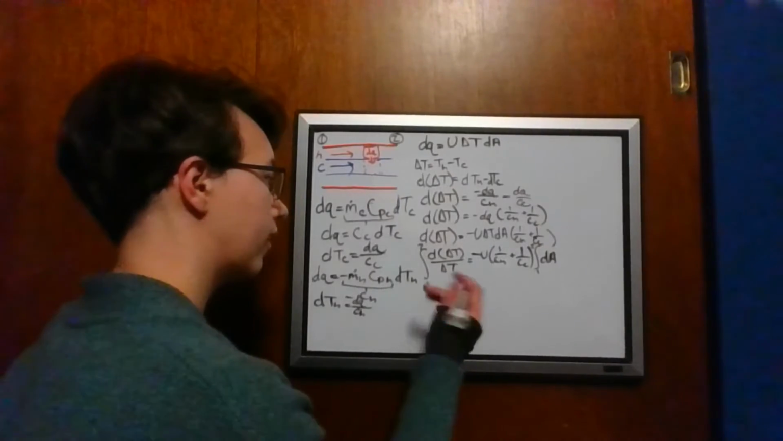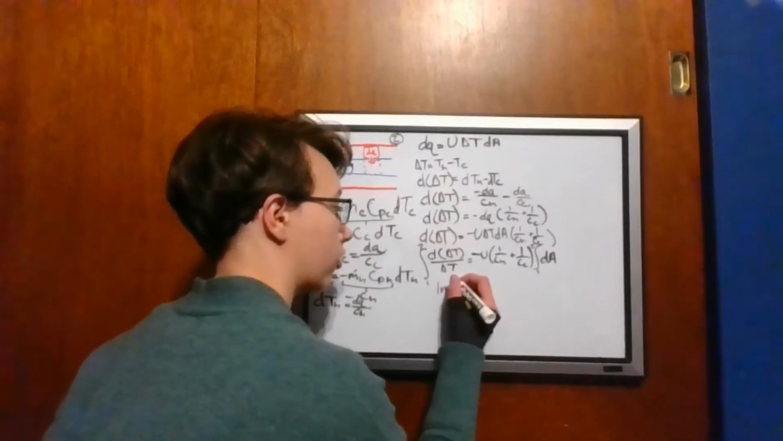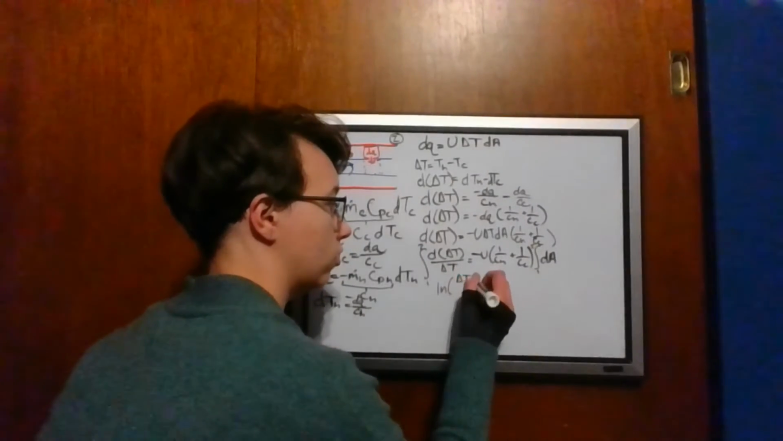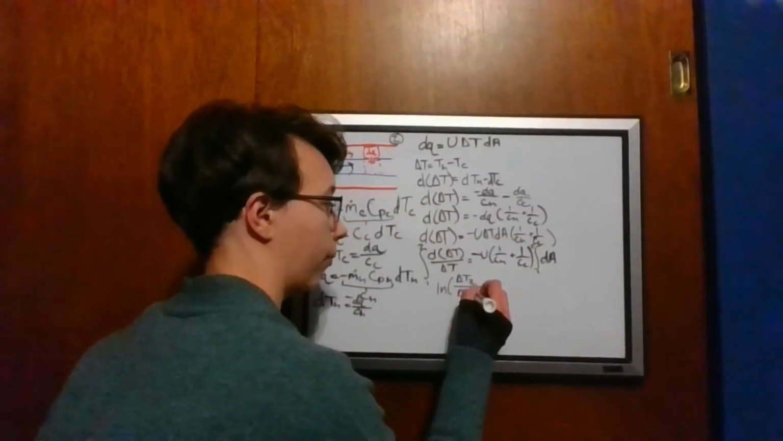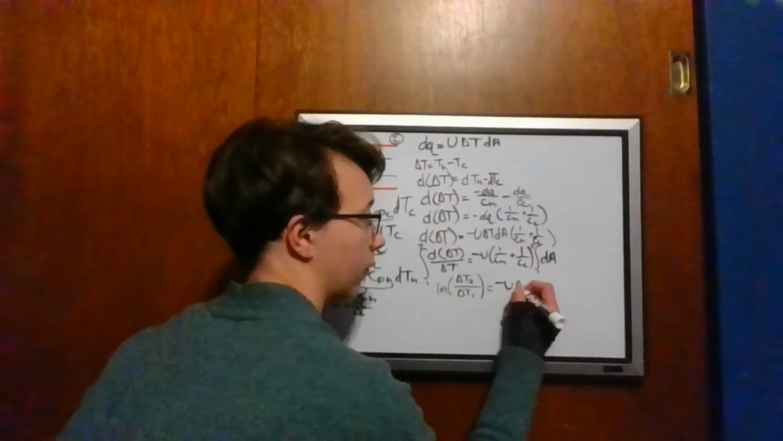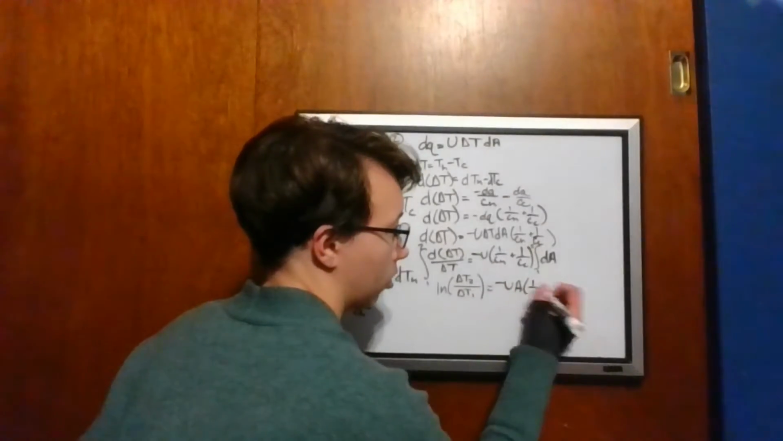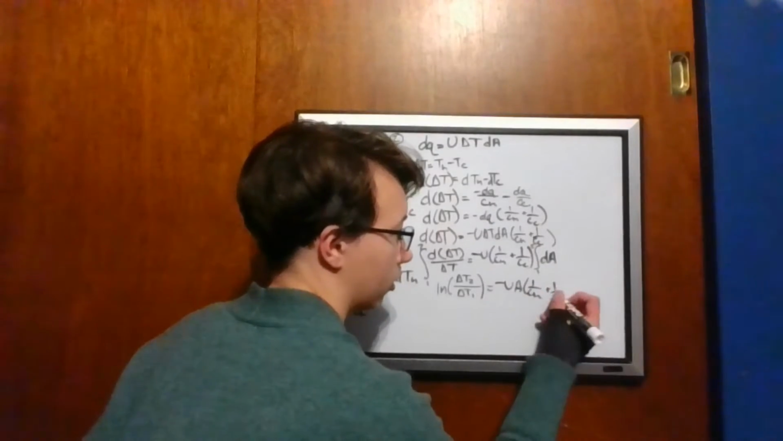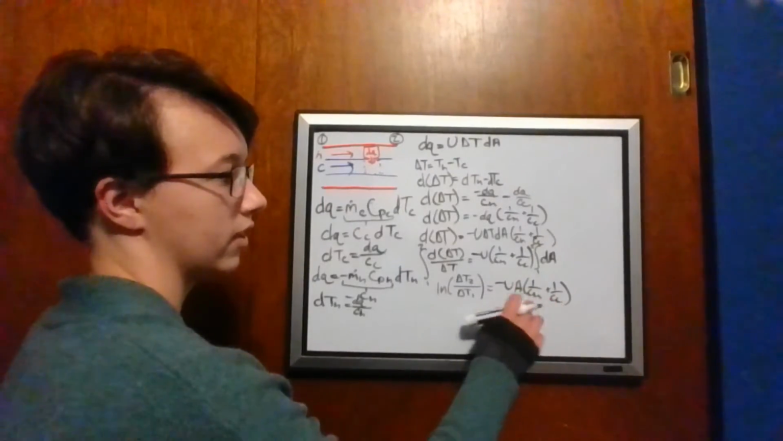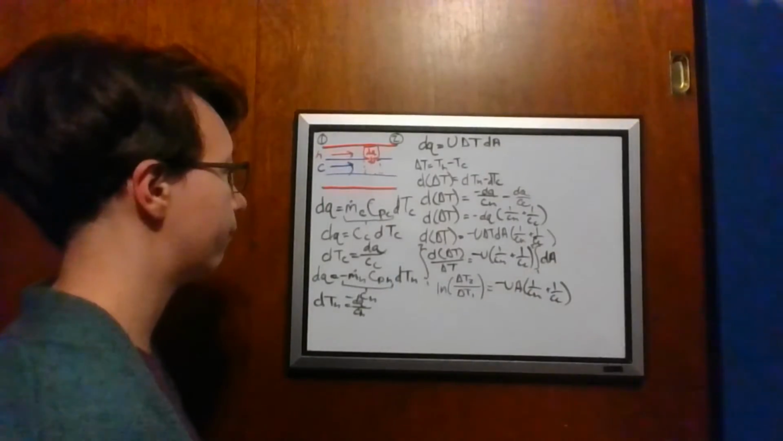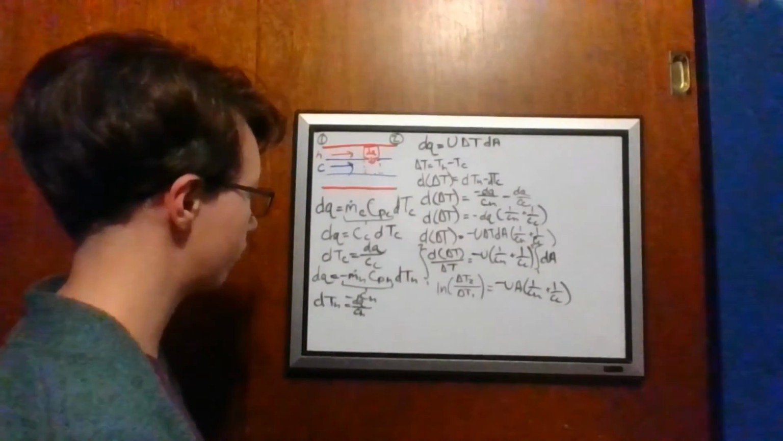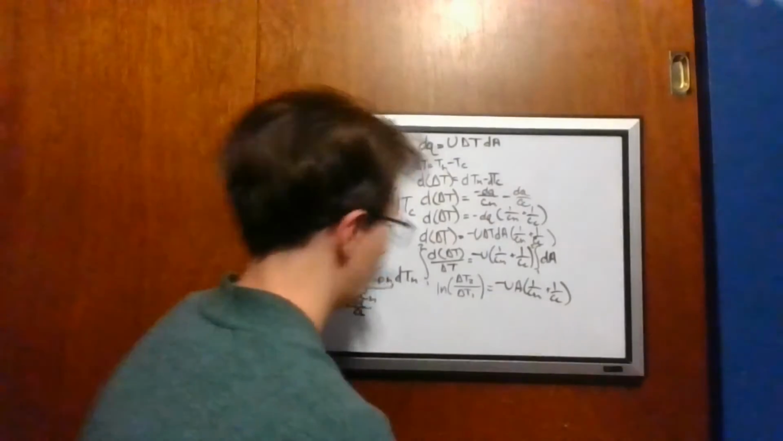For this side, we're going to end up with the natural log of delta T at position 2 over delta T at position 1. And over here we're going to have negative U times our area times 1 over CH plus 1 over CC. Okay, so then from here we want to get out what these CH and CC are. And so we sort of go back to what we were doing here, but instead of the differential this time, we just want it in general terms.